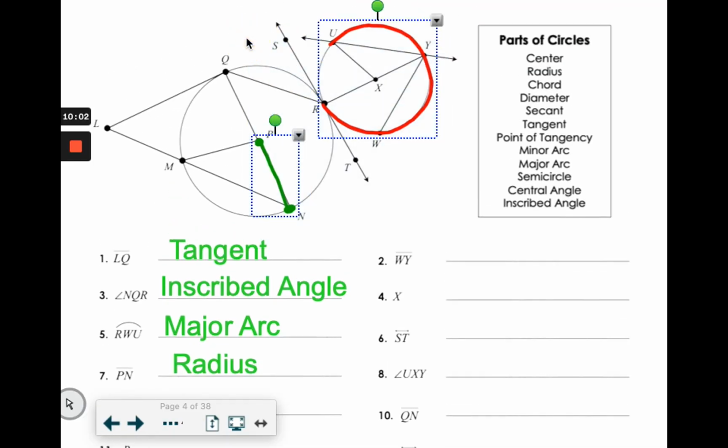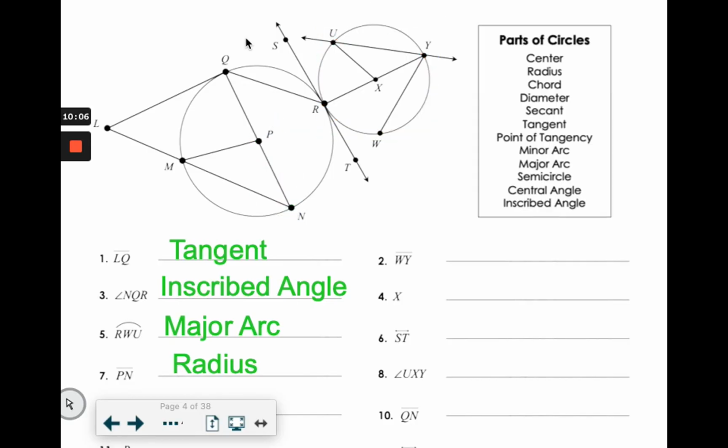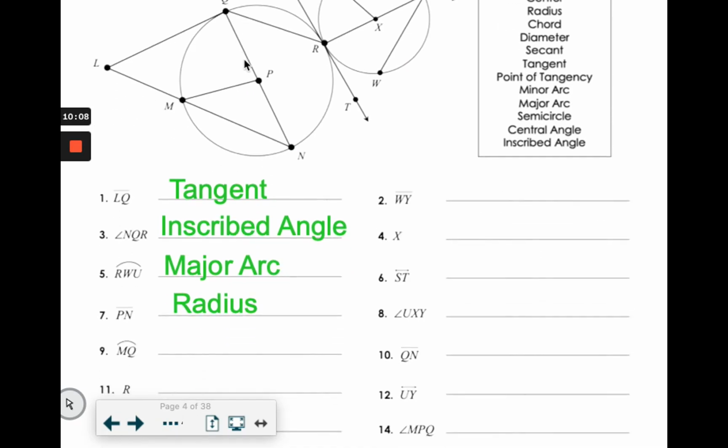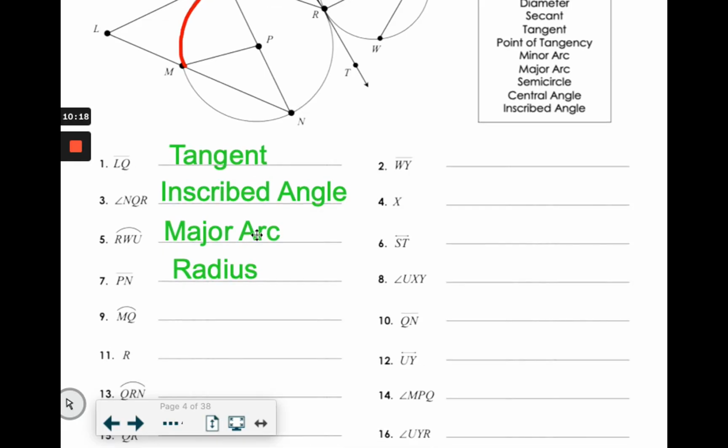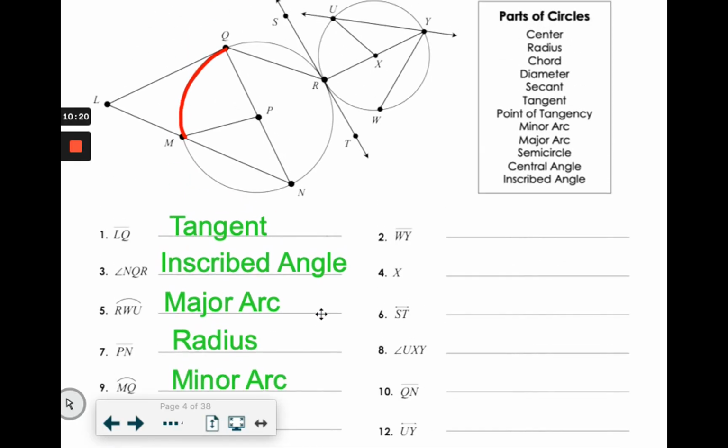Okay, let me get rid of these here first. Okay, the next one, like I said, is MQ with an arc over it, so arc MQ. Notice how they only used 2 letters. We've talked about this before. If there's only 2 letters, that's how you name minor arcs. That's definitely less than half the circle.